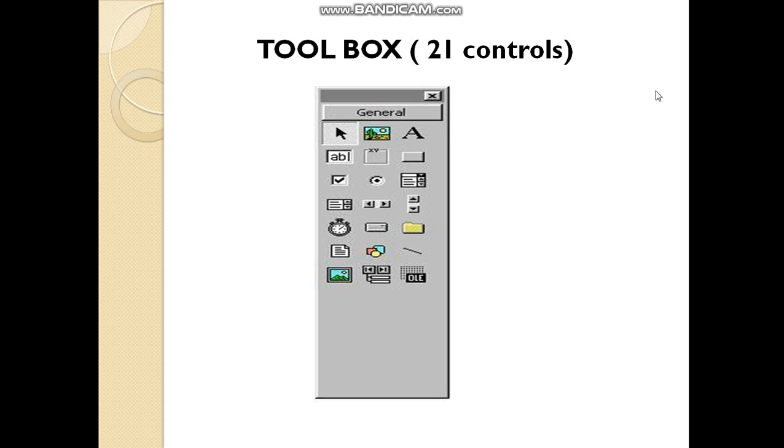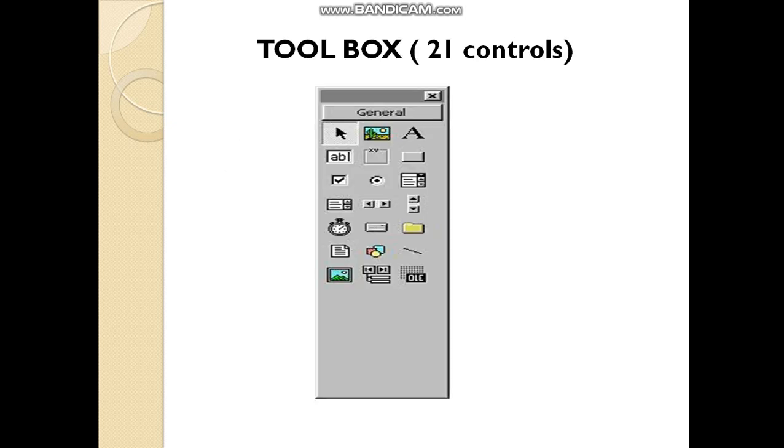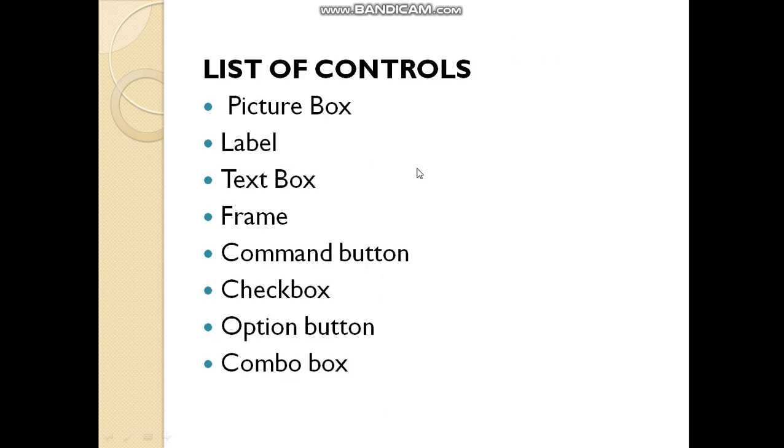So this is a toolbox having 21 controls except this pointer control. Pointer control is used to select other controls. Placing the required controls onto the form, based on the application which we are developing, is nothing but creating a user interface. These are all called various controls or various elements.